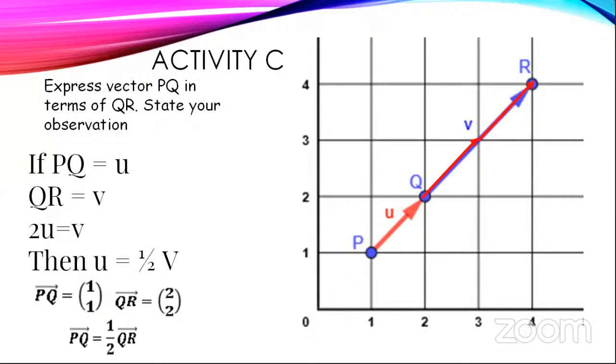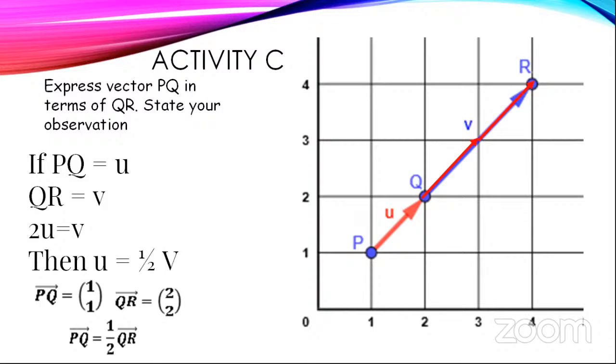How would you now write it if I say to you, express QR in terms of PQ? What would you now write? I am now asking you to express... All right, I'm seeing the responses. V equals 2U, QR equals 2PQ. So vector QR equals 2 vector PQ.